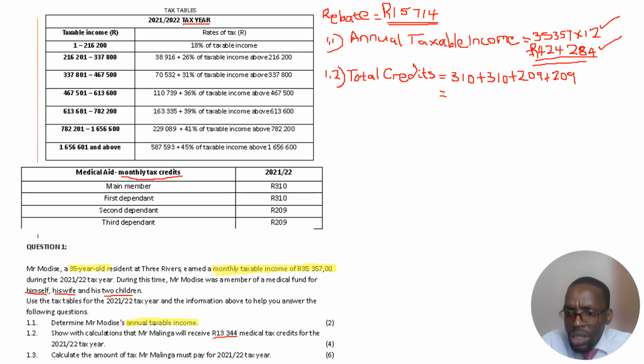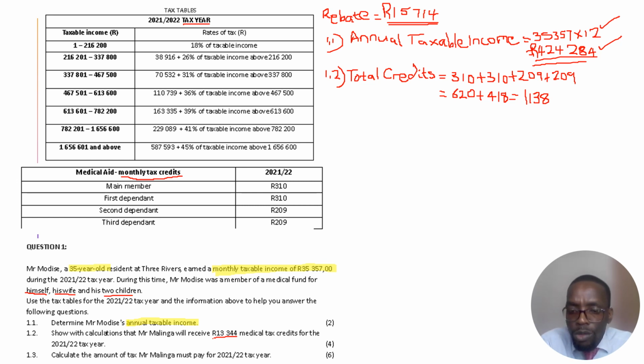Then if you do that, his answer here is going to be 620 plus 418, and when you have done that, your final answer there is going to be 1138. These are the monthly credits.